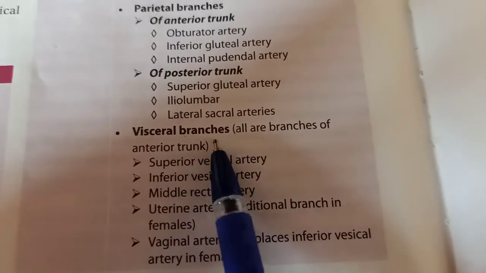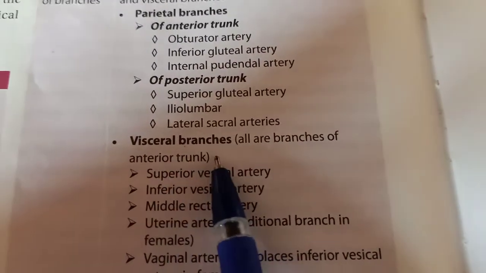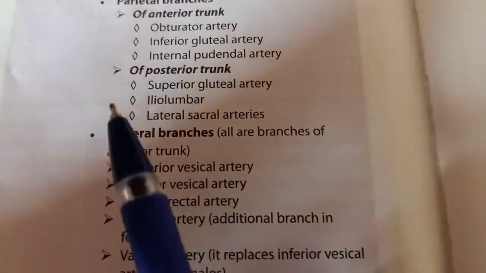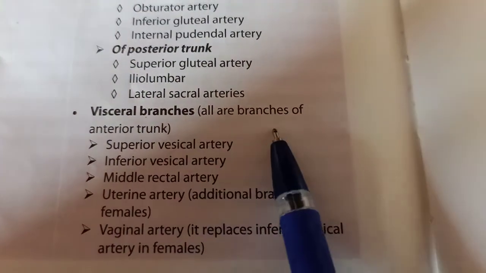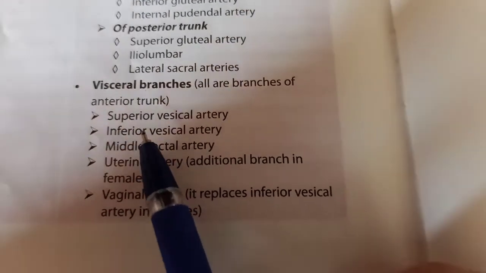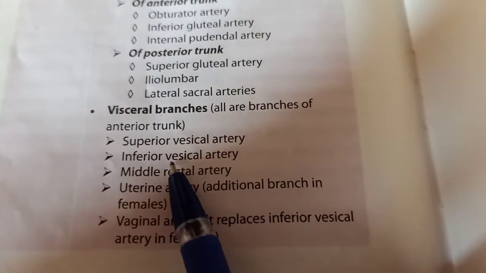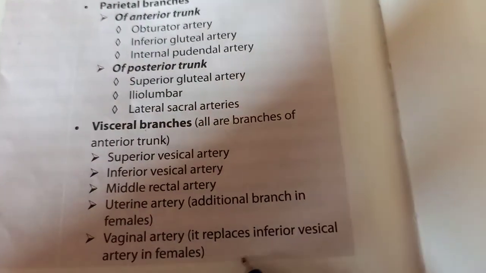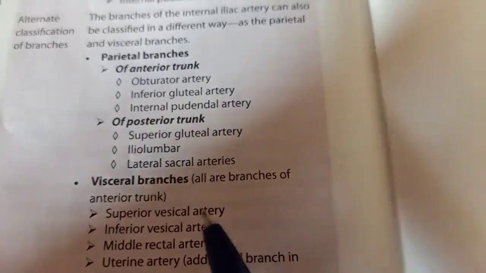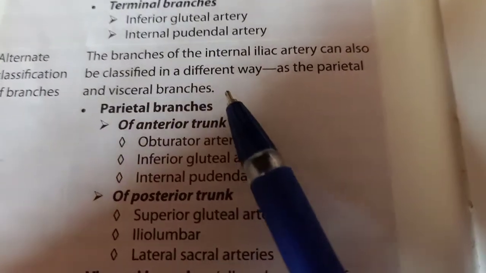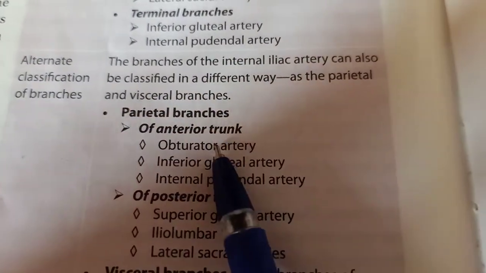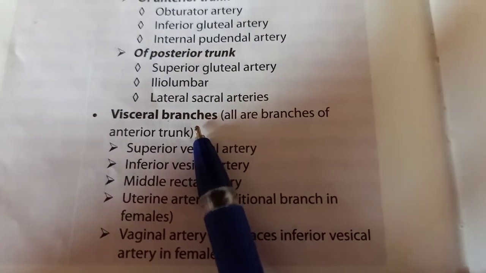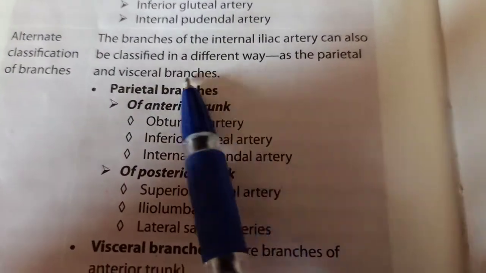In my previous video, I talked about the visceral branches of the internal iliac, and these visceral branches are all from the anterior trunk: the superior vesical, inferior vesical, middle rectal, uterine and vaginal arteries. These arteries are discussed in my previous video. In this video, I will talk about the parietal branches. So for visceral branches, please go through my previous video.